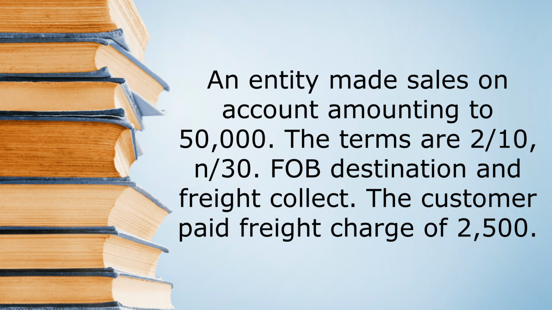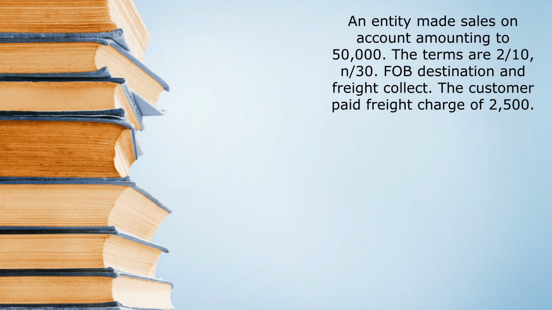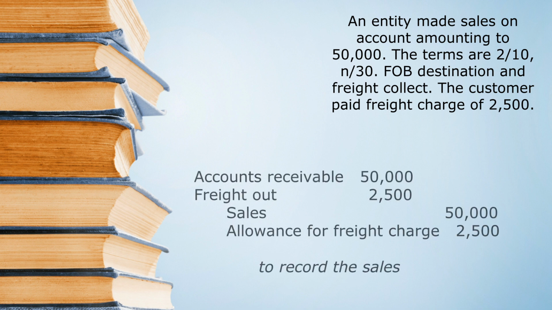So to record the sale, you have to debit accounts receivable 50,000, debit freight out 2,500. Freight out is actually an expense on the part of the seller. So we will credit sales, of course, 50,000, and credit allowance for freight charge 2,500.